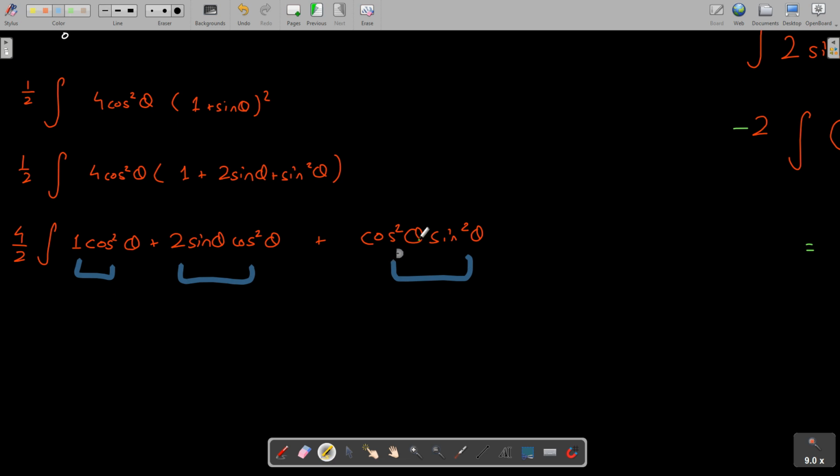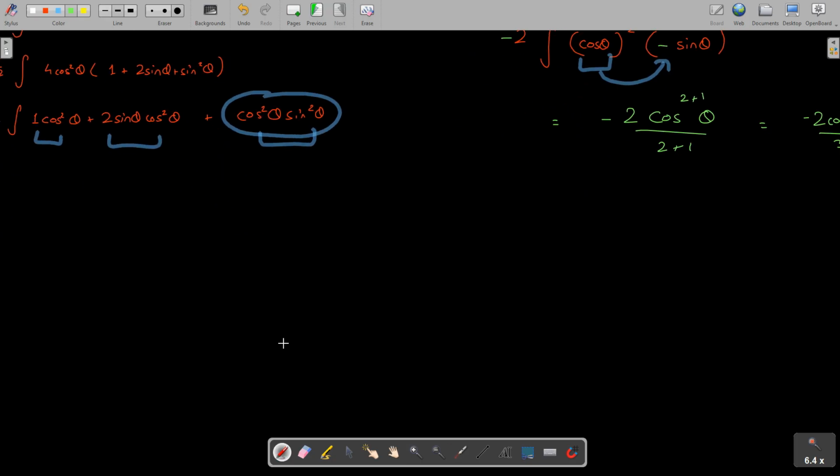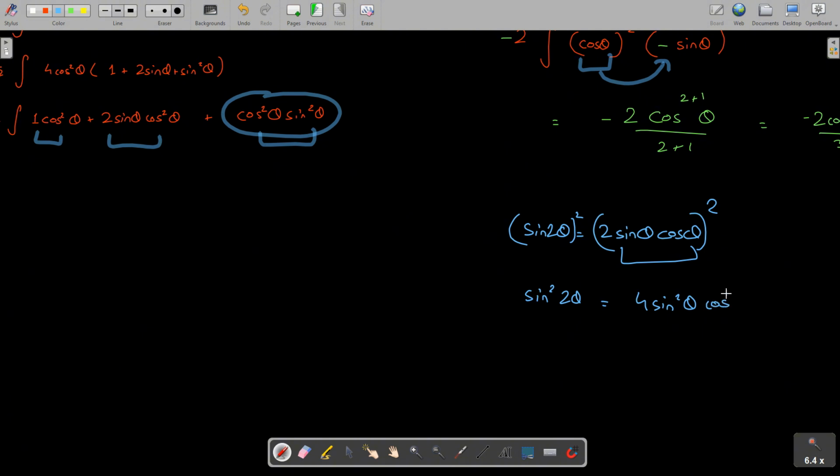Now, how about this part here? This is a bit tricky. So for this, we need to be aware of this substitution right here, which is sine 2 theta is equal to 2 sine theta cos theta. Now, this is looking a bit familiar, right? But this is cos squared theta sine squared theta. Meanwhile, this is sine theta cos theta. So how about I just square both sides like this? Now this will become sine squared 2 theta is equal to 4 sine squared theta cos squared theta. All right, and let's just take 4 over here. So this will become sine squared 2 theta divided by 4 equal to sine squared theta cos squared theta.